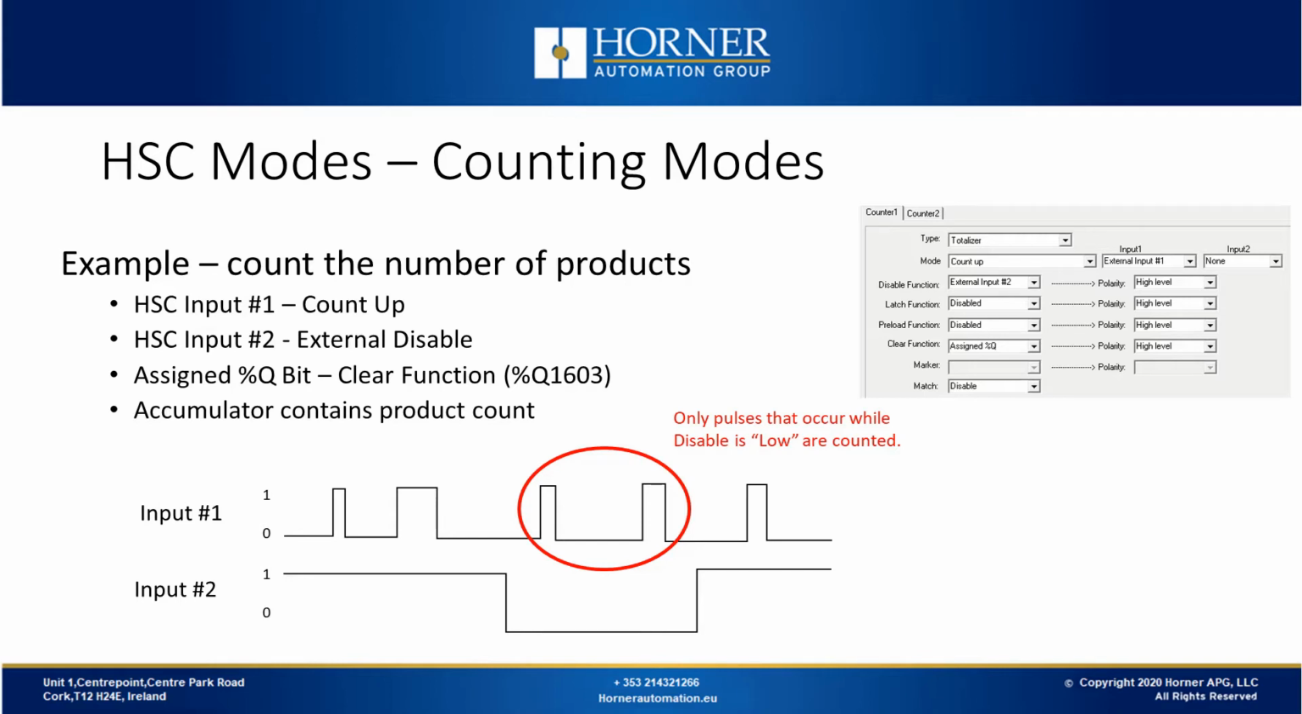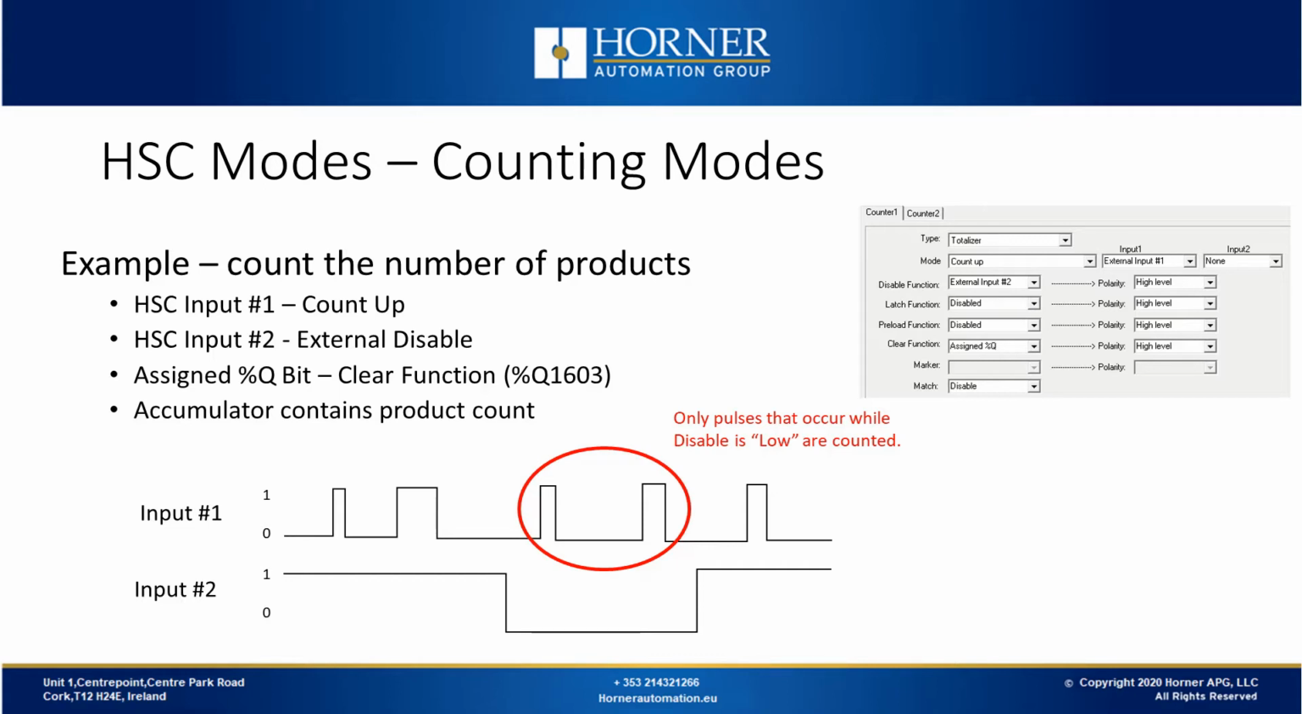In this example, I'm configuring the high-speed inputs for this function to count the number of products in my machine. I've configured the real-world high-speed counter input number 1 to count up. If you look at the screenshot on the right of the Cscape configuration, you can see that I'm in Totalizer mode. The input for my count is external input number 1. I'm going to be counting when input 1 transitions from off to on. I've configured it so that I don't always want to count. I've allocated real-world input number 2 as an external signal that will disable the counter when it's high.